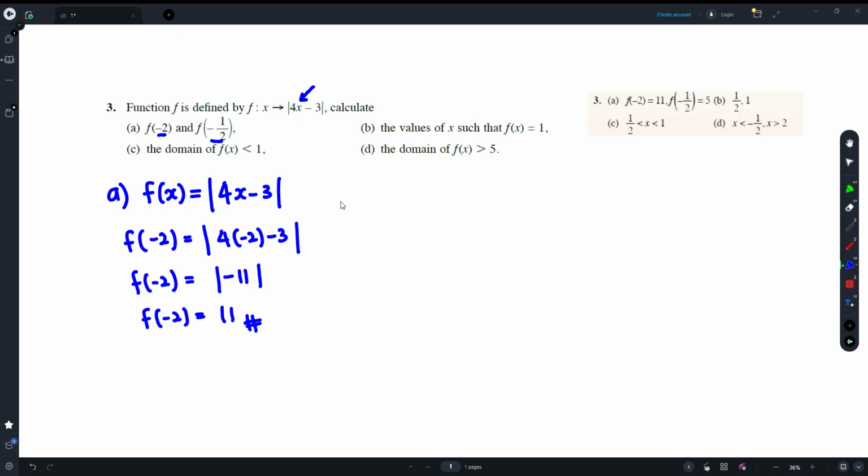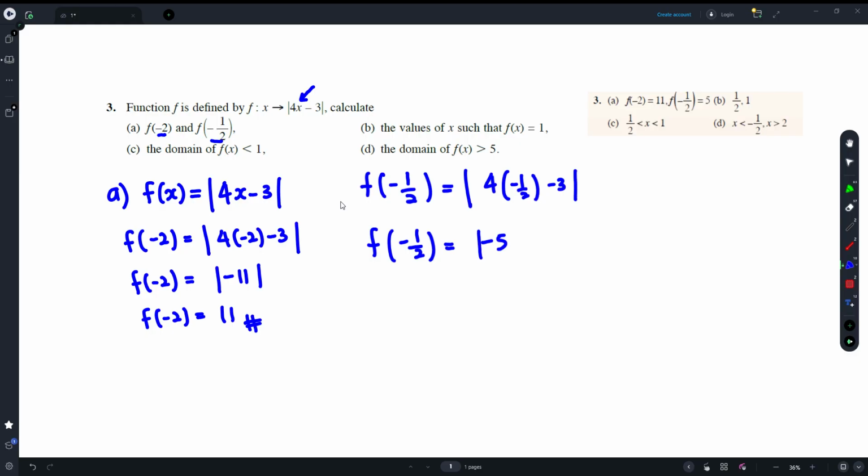If we continue for f of negative 1 over 2, the procedure is the same. The answer will be modulus of 4 times negative 1 over 2 minus 3. So 4 times negative 1 over 2 is negative 2. Negative 2 minus 3 is negative 5. So it will be positive 5. As simple as that. So that is the answer, 11 and 5.